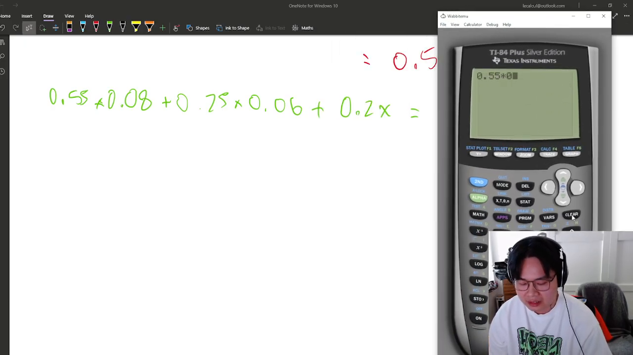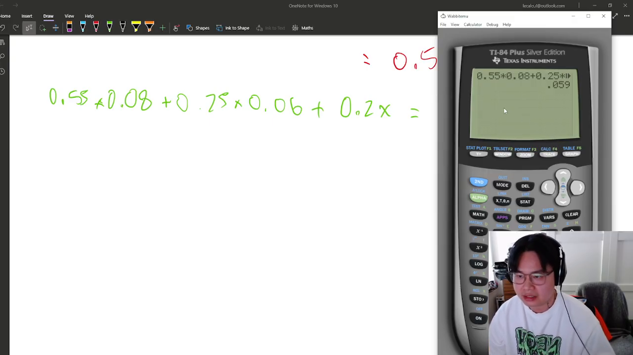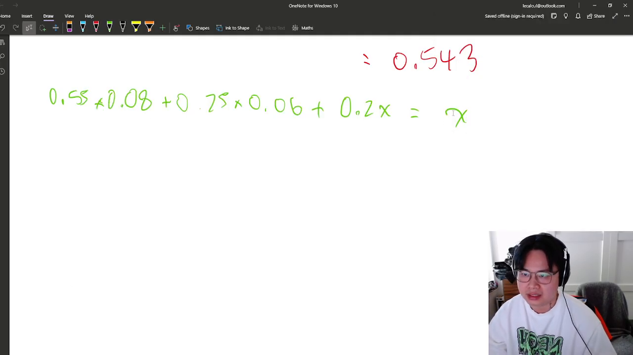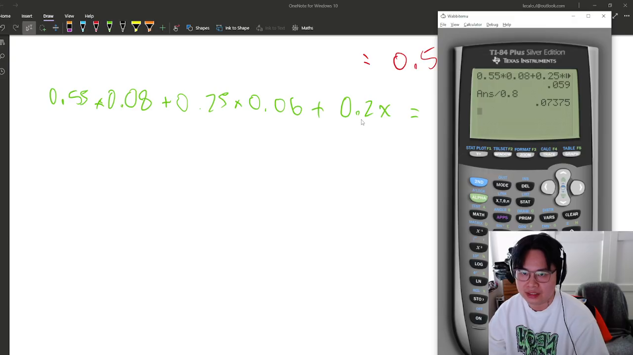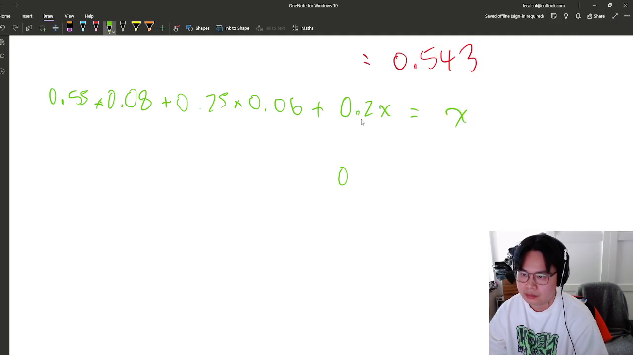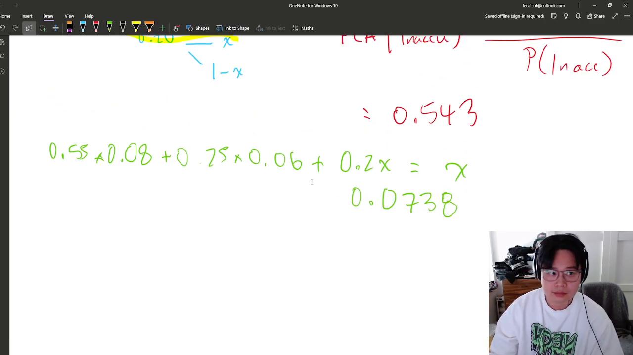So 0.55 times 0.08 plus 0.25 times 0.06. So this is Amanda and Bryce. And then this subtracts here, that's 0.8. So then we divide this by 0.8. So X is 0.737, 8, something like that. Okay.